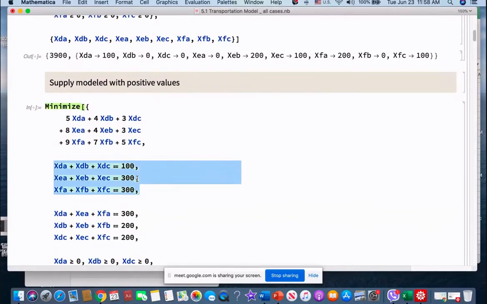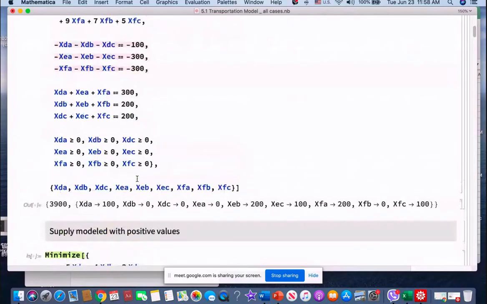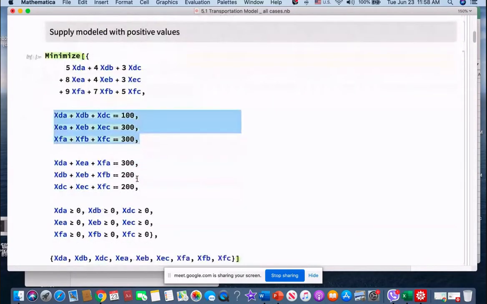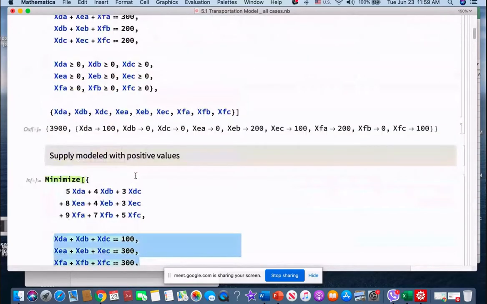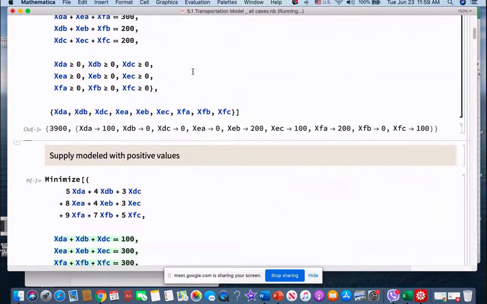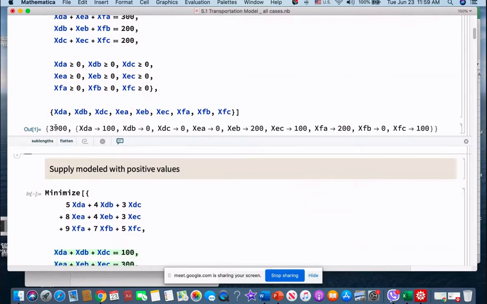If the supply is negative, or if the supply is positive, the solution that I will get is the same. And here I gave it to you and you have it. I don't want you to trust anything. You press shift enter, you see what is happening and you have output one. I solved something here. What do I have? I have a solution.